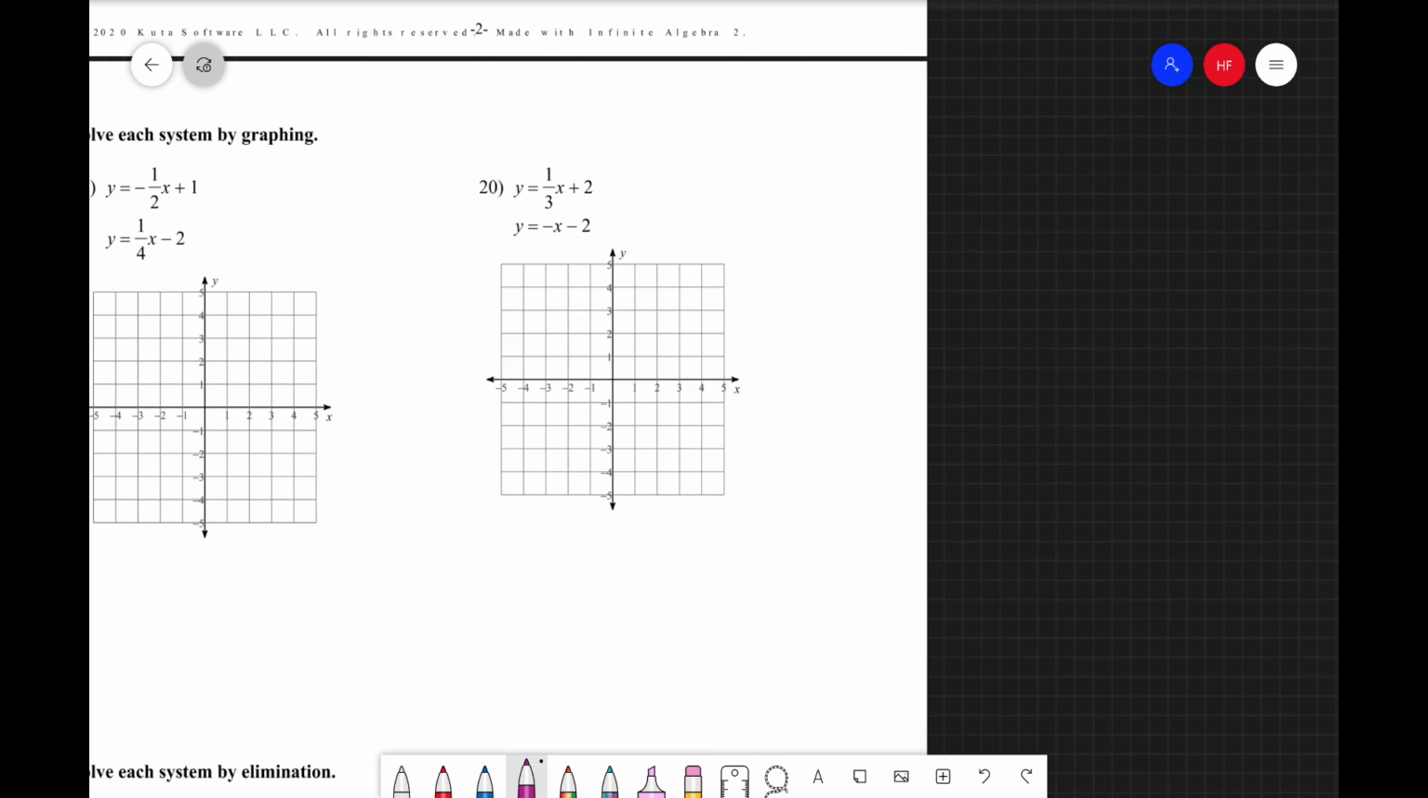Before, when we were solving the inequality systems by graphing, our answer is a solution set. So it's a set of points in the shaded area. When we're solving systems of equations, not inequalities, by graphing, our solution is going to be the point of intersection.